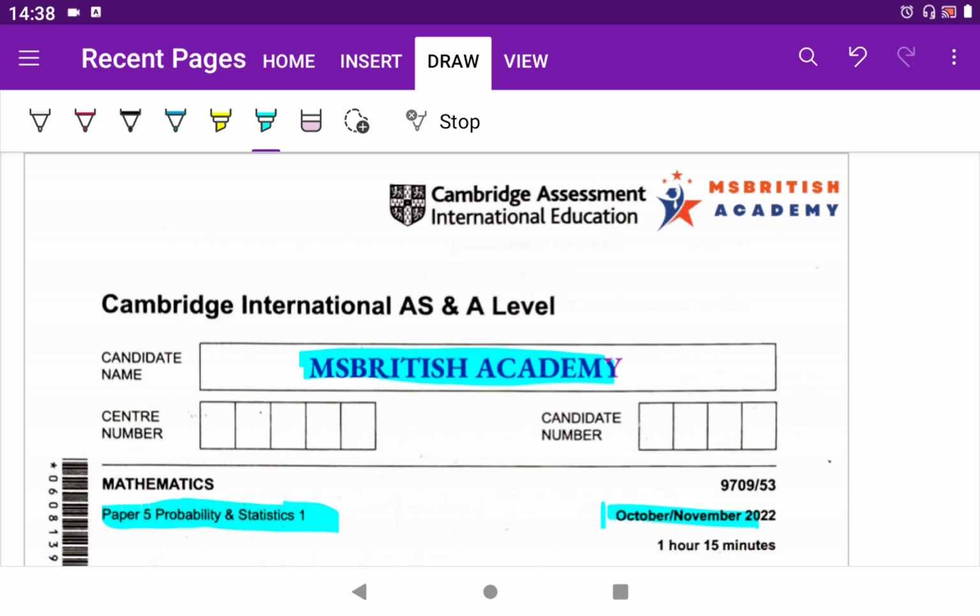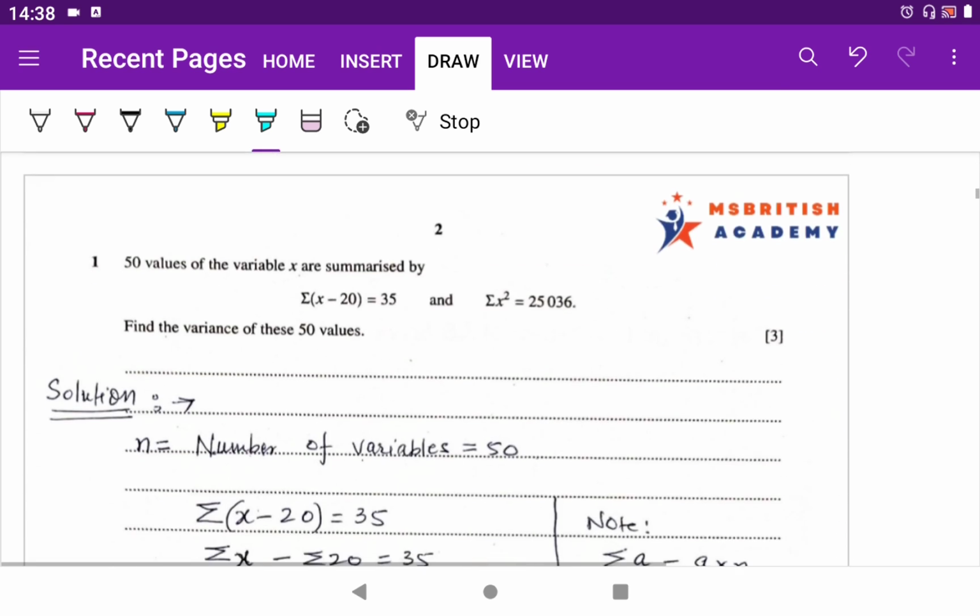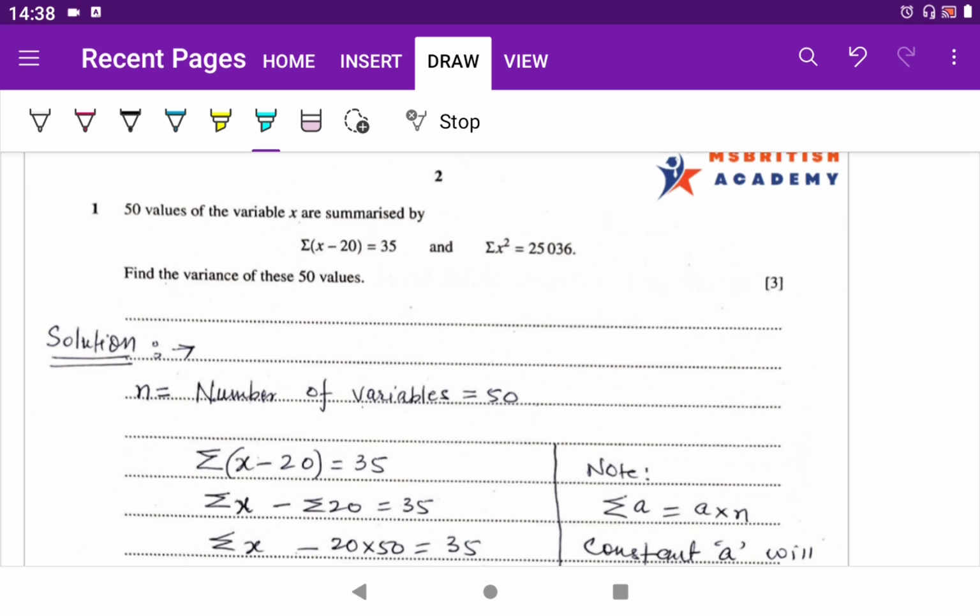So the very first question is: 50 values of variables are summarized by summation x minus 20 is equal to 35 and summation x square is equal to 25,036. Find the variance of these 50 values. The variance symbol is sigma square, and sigma is the standard deviation.